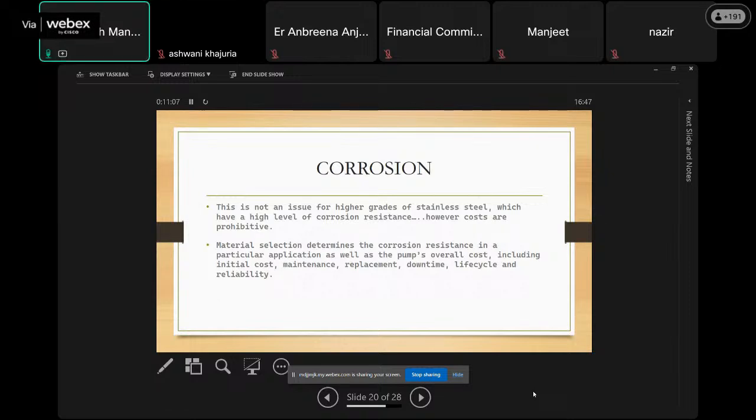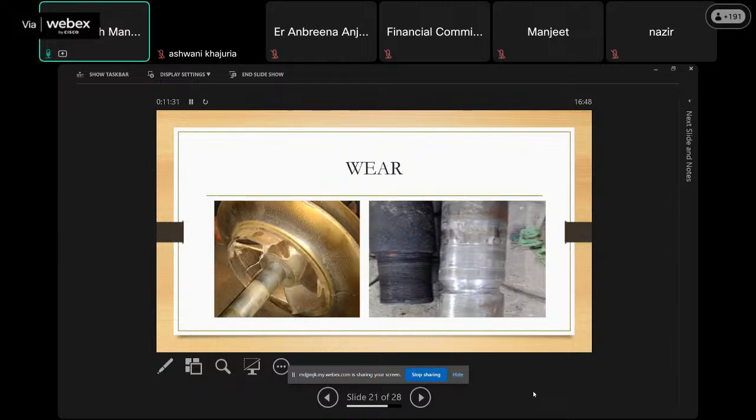Material selection also plays a very important role in resisting the corrosion of a pump. However, for a particular kind of material, the pump's costs, including initial cost, maintenance cost, replacement, and other life cycle costs and reliability, also play a very important role in selection of the material.